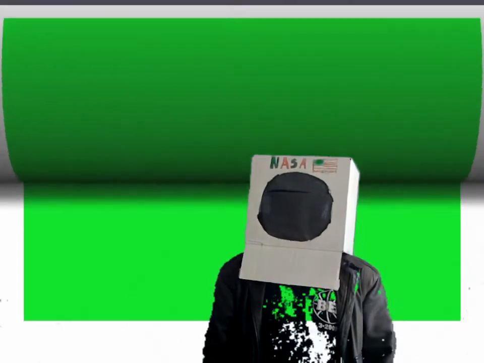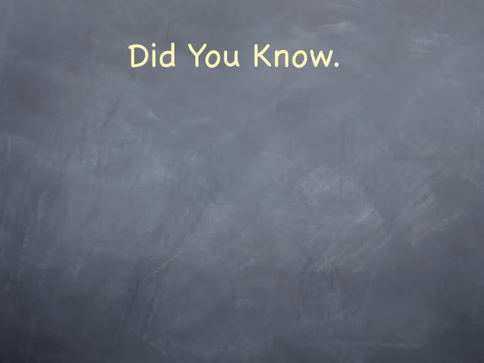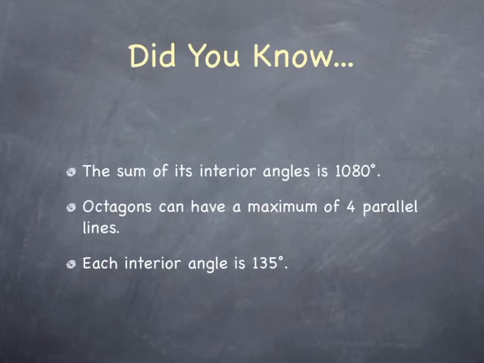Octagon, you see it almost every day. It can be found all the time on the open road in the form of a stop sign. Did you know that the sum of its interior angles is 1080 degrees? Octagons can have a maximum of 4 parallel lines. And each interior angle is equal to 135 degrees.